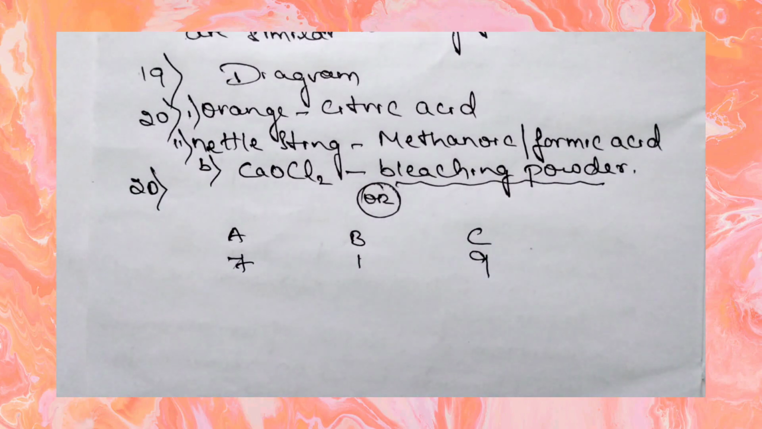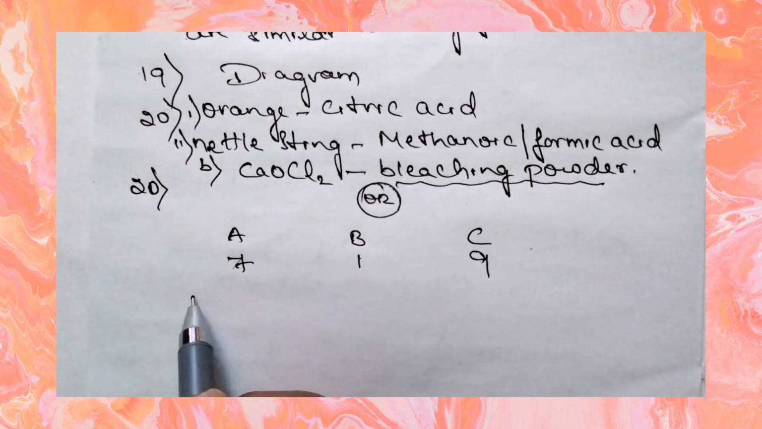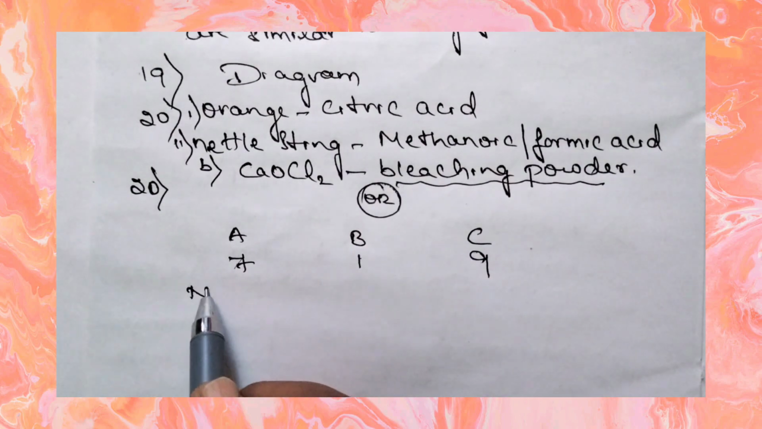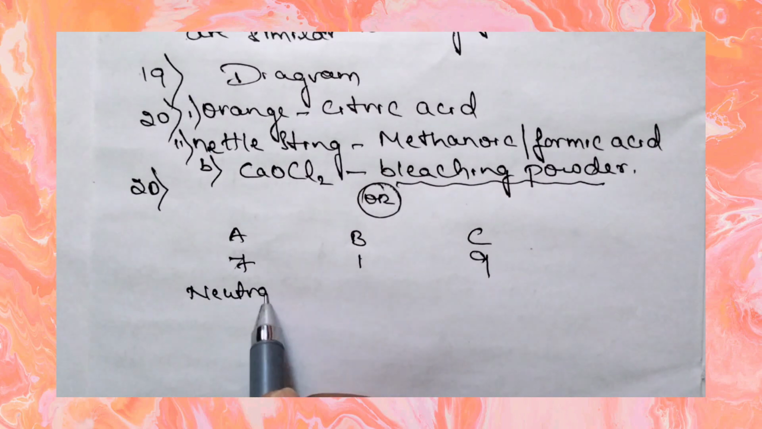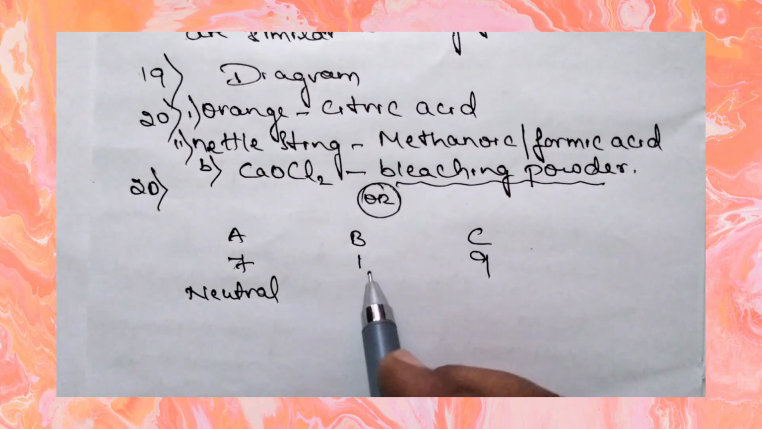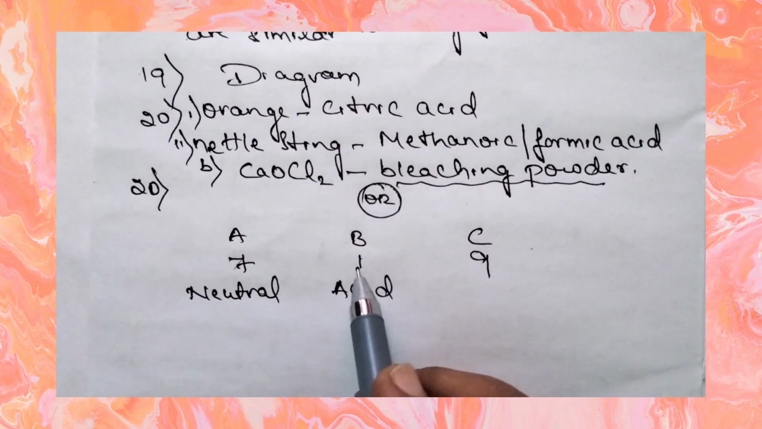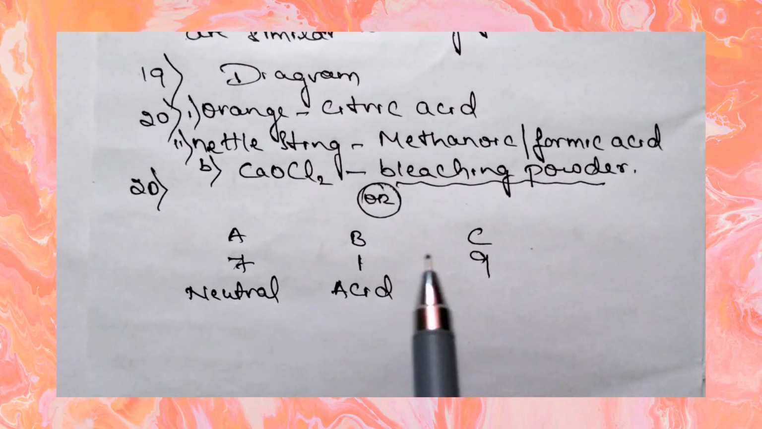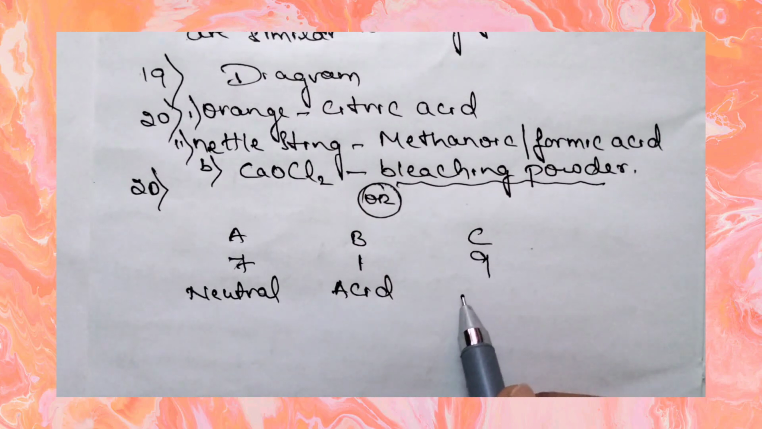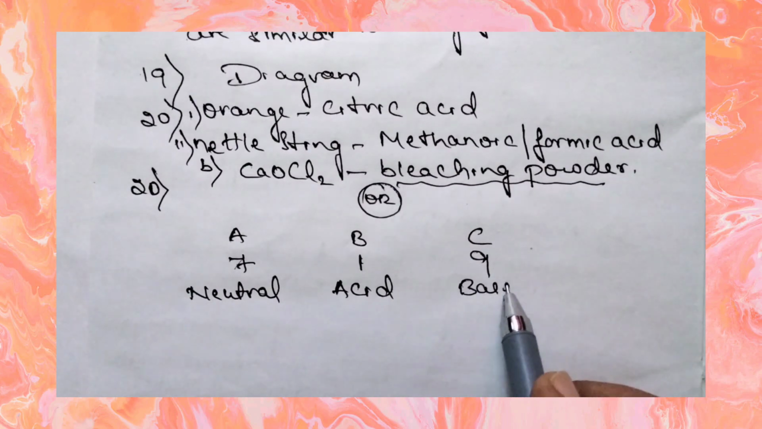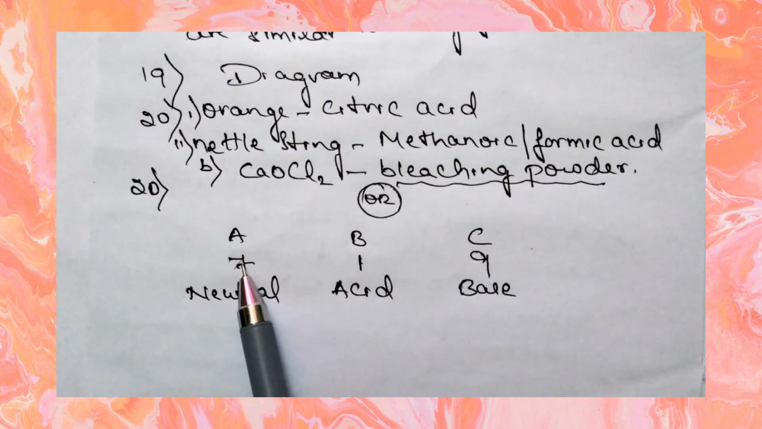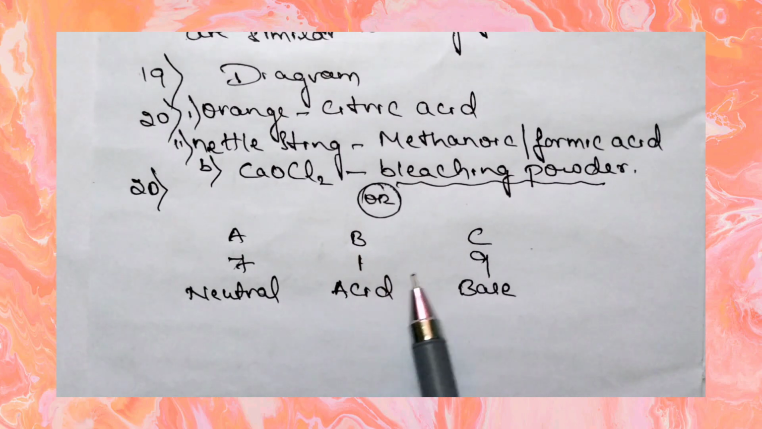So the solution whose pH is 7 is always neutral solution. If 7, it is neutral. If below 7, it is acidic, acid solution. So 1 is below 7, it is acid. If above 7, it is basic, that is, it is base. So 7 neutral solution, 1 acidic solution, 9 basic solution. So like this we have to answer chemistry question number 20.